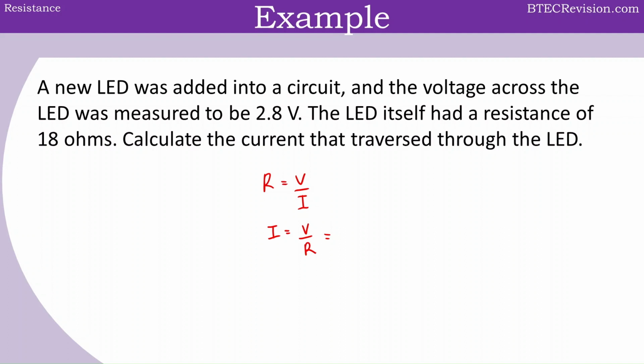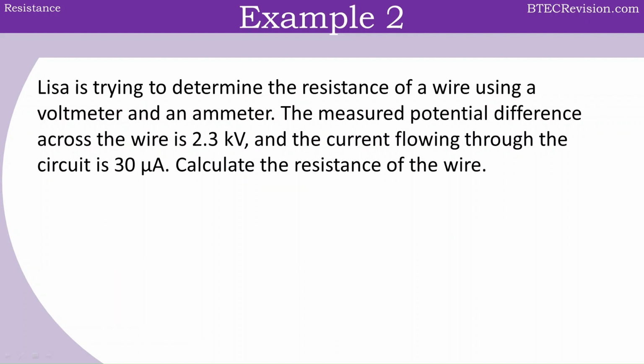And now we can plug in our values. Voltage is 2.8 and resistance is 18. Plugging this into our calculator, 2.8 divided by 18 gives us a value of 0.155 recurring. So we'll just write that as 0.156 amps. That's to three significant figures. Now let's look at a second example.